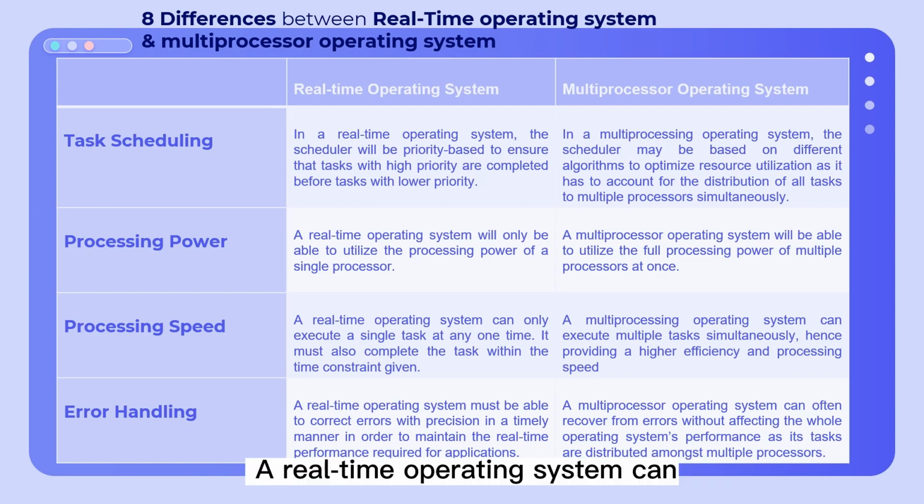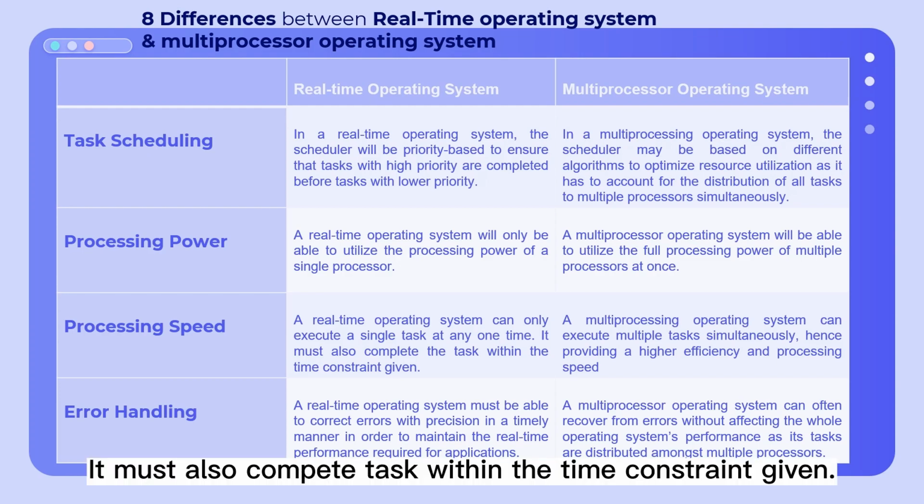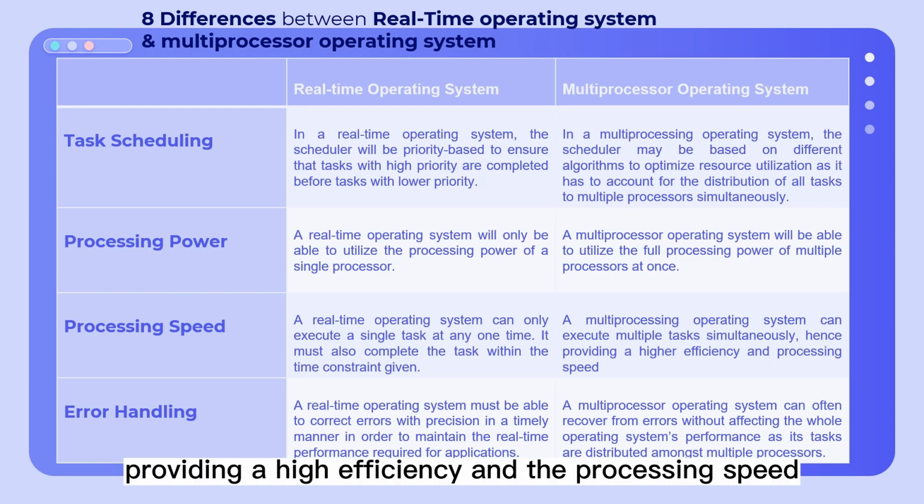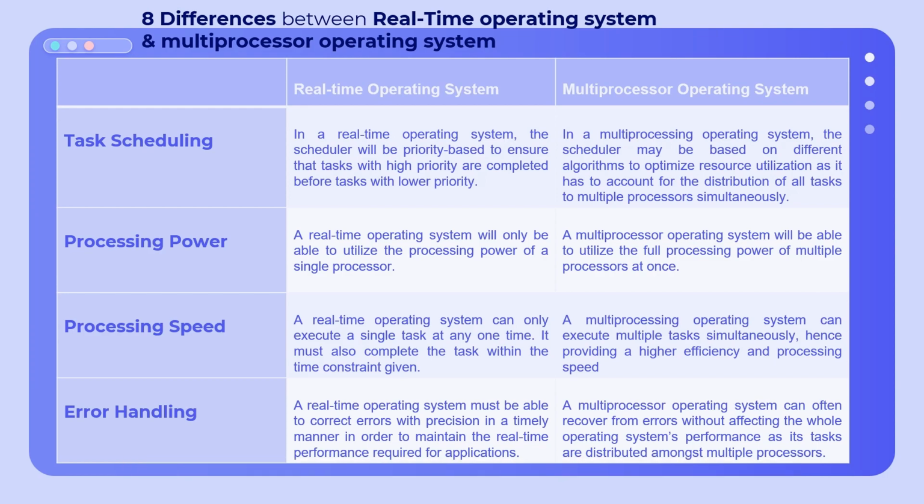Third, I will talk about the processing speed. A real-time operating system can only execute a single task at one time. It must also complete tasks within a deadline. But the multi-processing operating system can execute multiple tasks simultaneously, providing high efficiency and processing speed.